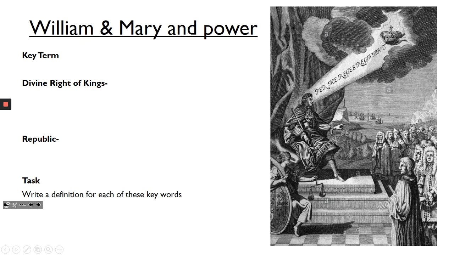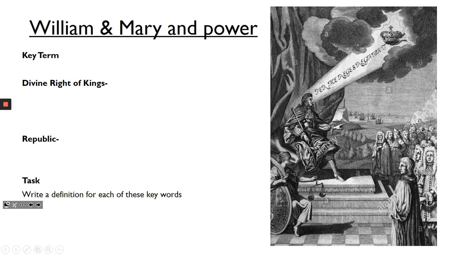So we just need to do a quick recap on last lesson. Last lesson when we looked at Charles, we looked at the divine right of kings and republic. I just want you to spend about 30 seconds on each writing a definition. Okay, so a definition for each of the key words. They are important.